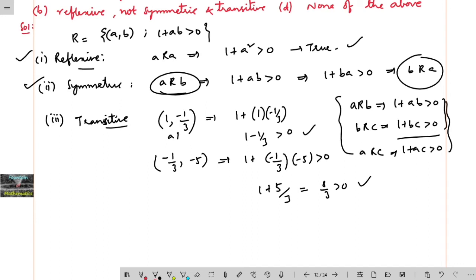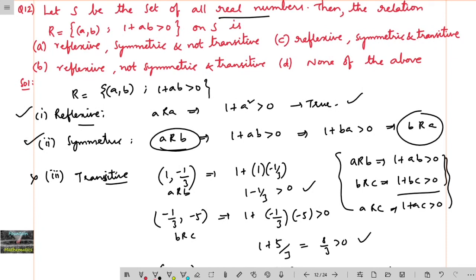So this is also satisfied. If A is related to B and B is related to C, now we will check 1 and minus 5. 1 plus 1 into minus 5, which is equal to 1 minus 5, is less than 0. So it is not satisfying, and hence we can say this is not transitive. So with one example we can prove it is not transitive. So it is reflexive, symmetric but not transitive, right? So don't go with this assumption and give the answer equivalence, right? Next question.